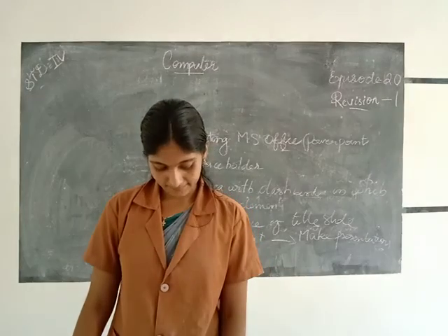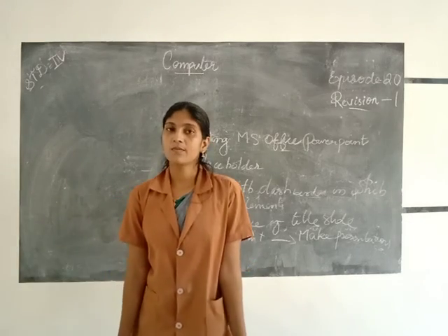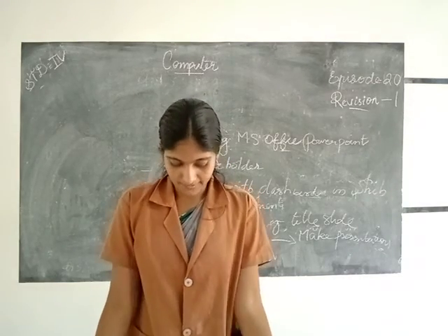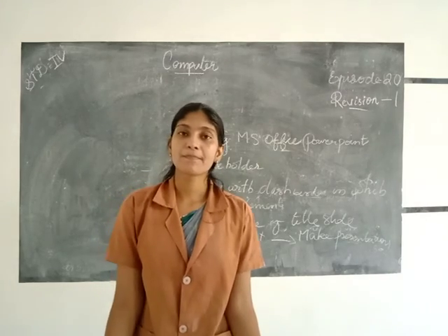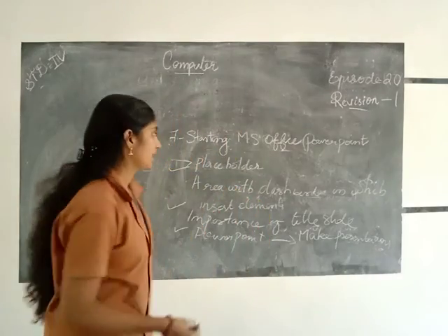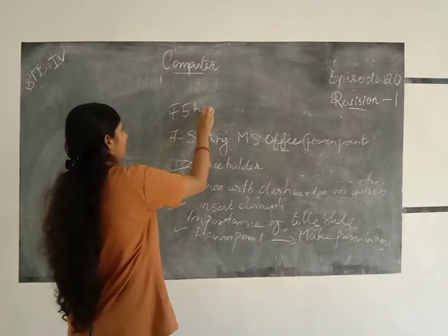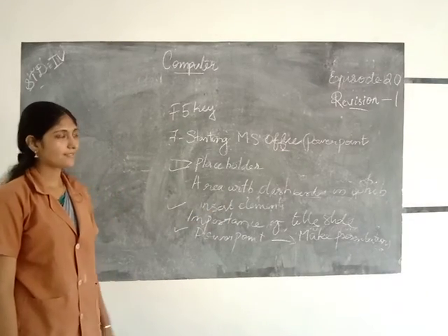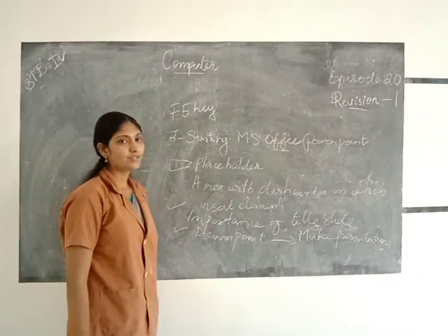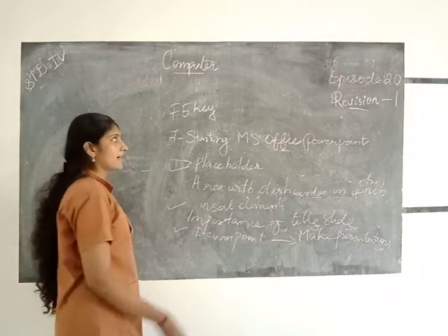Next one. A table consists of rows and columns. Then you can start the slide by pressing the F5 key. So the F5 key is used to start the presentation, not the F6 key. Function key 6 is not used to start the slide.